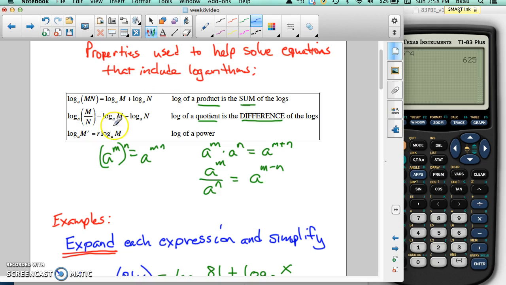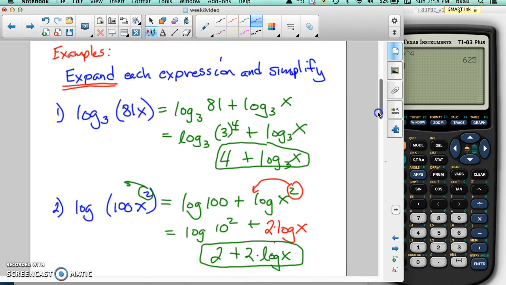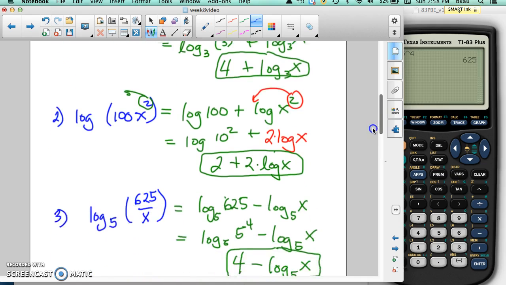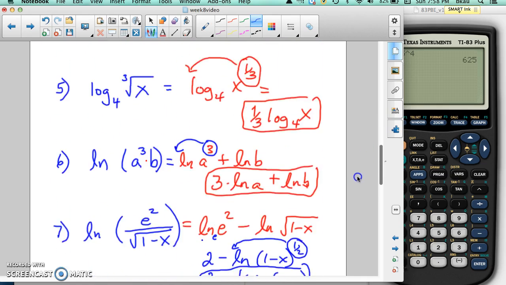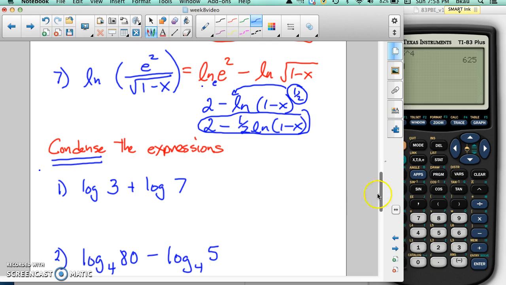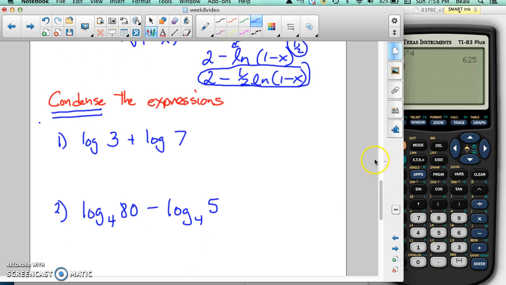This rule allows us to move the power down in front. So anytime we're expanding, we should not have a power on any logarithm. You can see all my logarithms are not with powers. All right, now the second part of this is to condense.